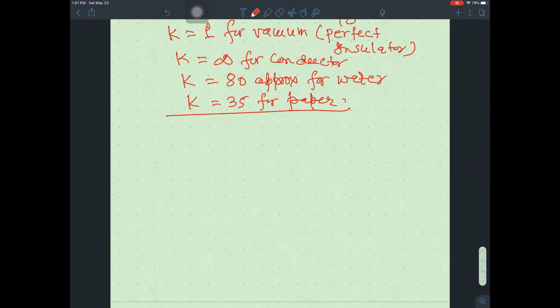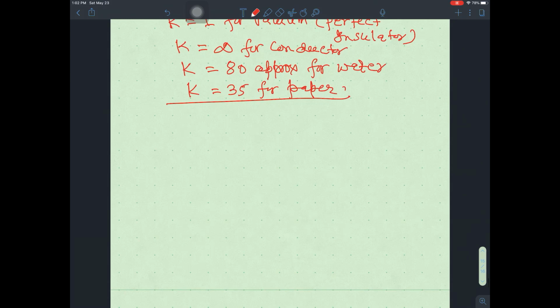Now one more thing you should understand, that is about dielectric breakdown. A dielectric breakdown term is there, dielectric breakdown.